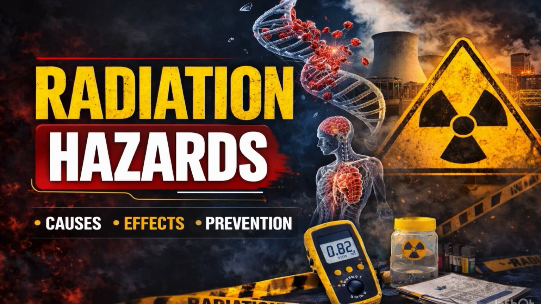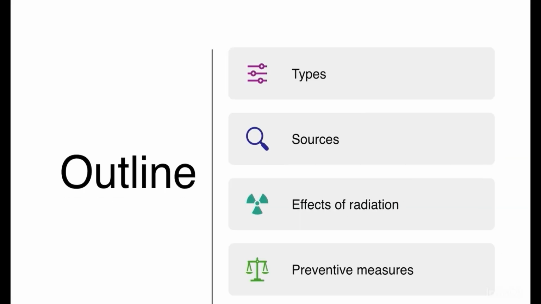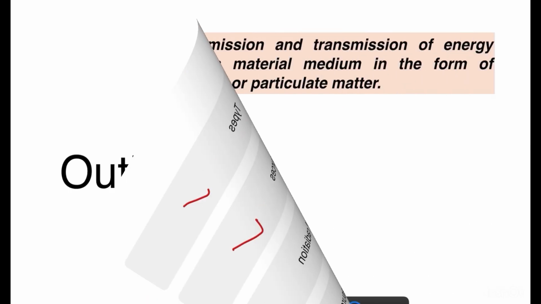In today's lecture, we will discuss radiation hazards. By the end of this lecture, you will understand the types of radiations, what are the sources of various radiation, what can be the biological effects of radiation in acute and chronic form, and what are the various measures by which we can prevent the radiation hazards. We'll start with the definition of radiation.